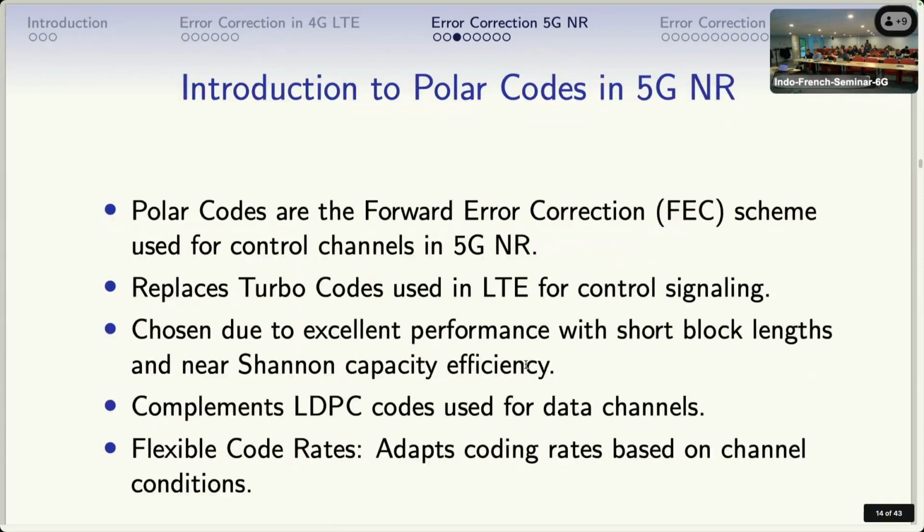Another part of 5G is the introduction of polar code for the control channel. The control channel, as I said, is not as significant as the data channel. Earlier they used a simpler coding technique, but here the polar code is in place. Polar code, as I said, is an analytically proved code which achieves Shannon capacity.